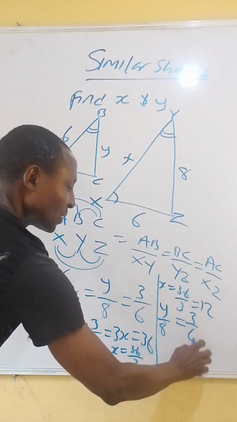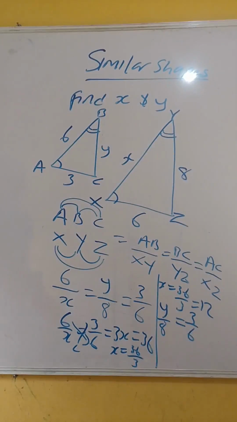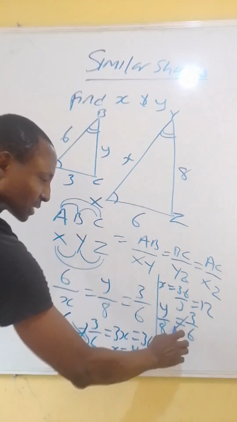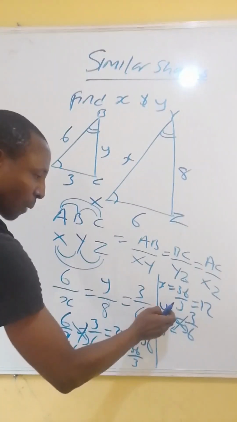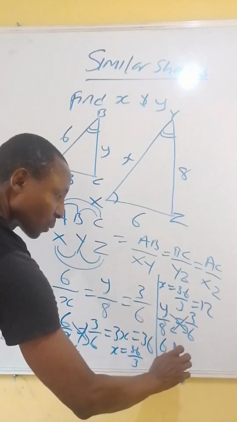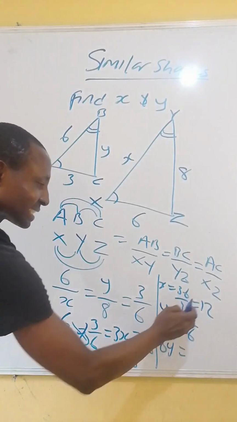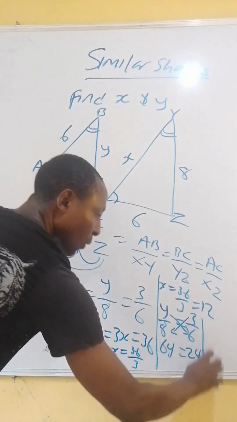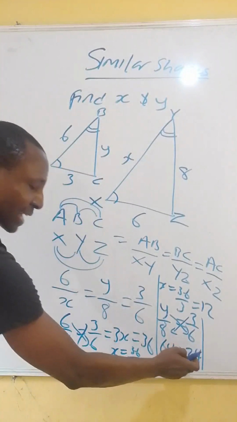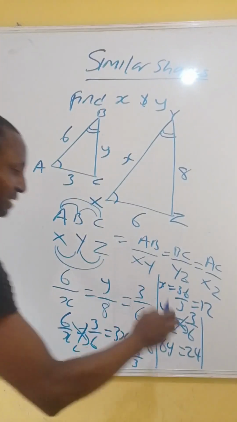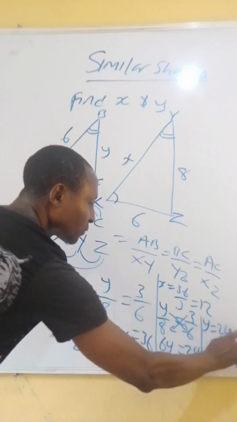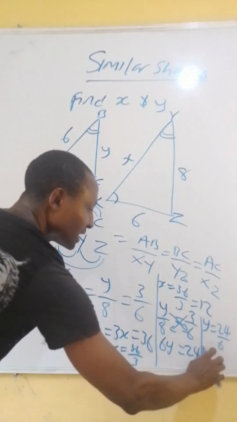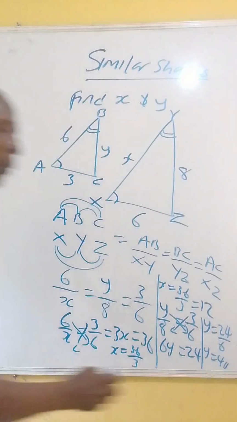Now, if your X equals 12, come here and do your Y over 8 equals the same thing again, 3 over 6. When you fix that, you cross multiply as well, the same thing. Y times 6 will give me 6Y. 8 times 3 will give me 24. If you continue here, 6Y equals 24, divide both sides by 6, so my Y equals 24 over 6. Y equals 4.